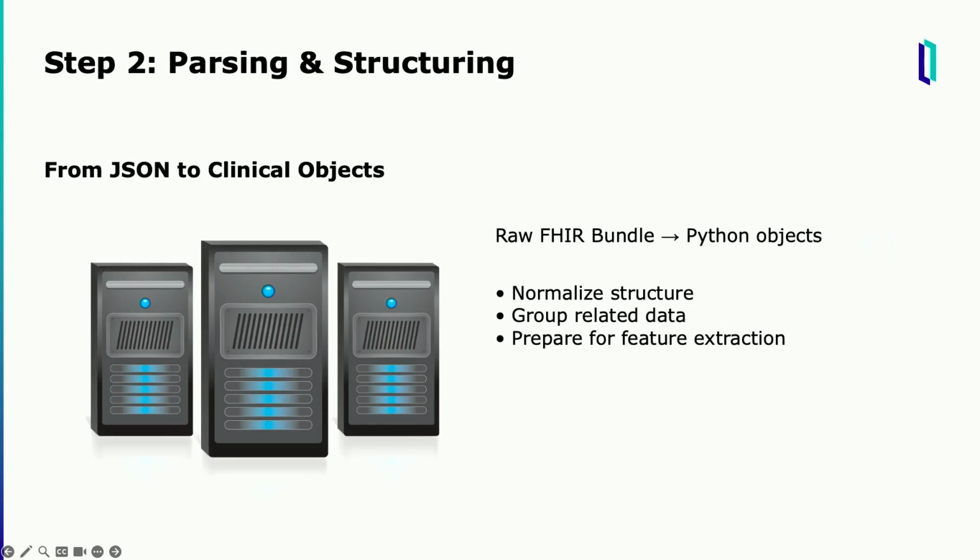Once the bundle is retrieved, we could parse that raw JSON and turn it into more structured internal objects. We normalize the shape, group related data, and prepare it for feature extraction. At this stage, nothing especially magical is happening. This is just disciplined data engineering.